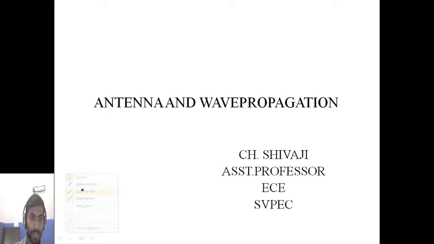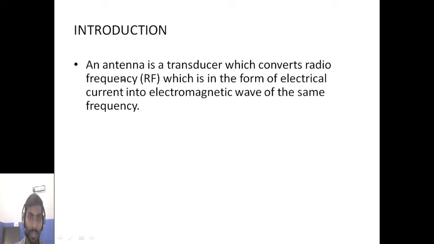In the subject of antenna and wave propagation, let us first discuss what an antenna is. I'm going to discuss what an antenna is in the introduction. Your introduction will contain the antenna and its properties. Here you can read that an antenna is a transducer which converts radio frequency, which is in the form of electrical current, into electromagnetic wave of the same frequency.